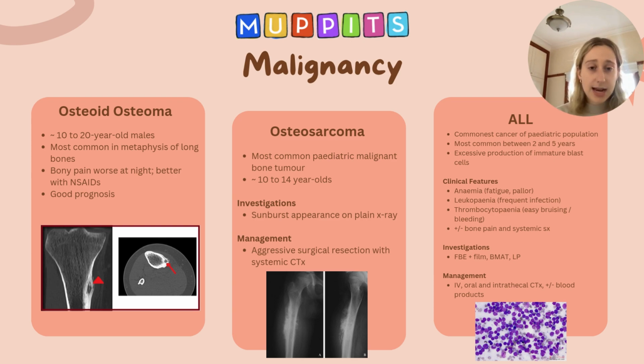Investigations are going to be an FBE and film. Particularly in this film, you're going to see high numbers of these blasts. A bone marrow aspirate as well will be diagnostic, and a lumbar puncture will help you assess if there's been spread into the CSF. Management is going to be chemotherapy via different routes, so usually IV, oral, and intrathecal if it is discovered in the CSF. The child might need blood products as well, but I guess this will be all hematology directed.